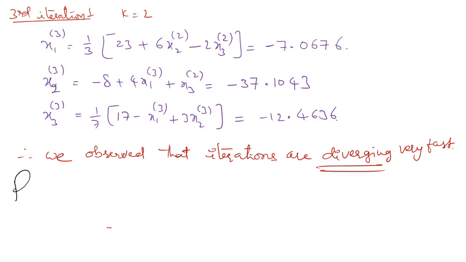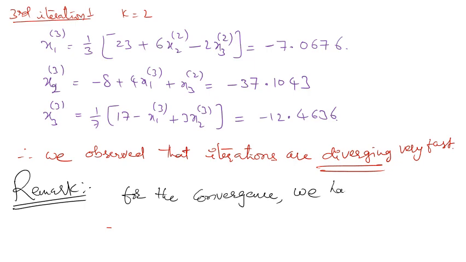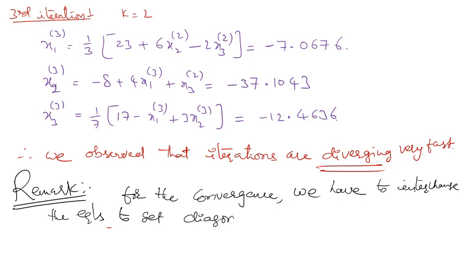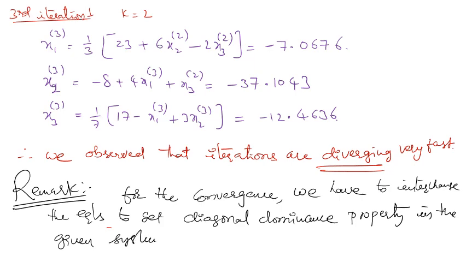But what is the remark here? Now let us see this remark. For the convergence, we have to interchange the equations to get the diagonal dominance property in the given system. So how to interchange? Let us interchange the first and second equations.